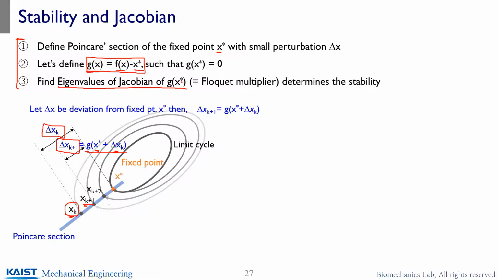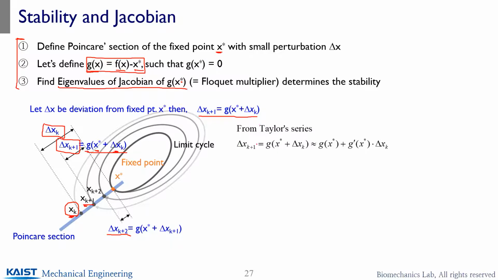Okay, so you can actually calculate the delta xk plus 2 is going to be g of x star plus delta xk plus 1, etc. Now, with this function definition, let's apply the Taylor series expansion. Delta xk plus 1 is going to be g of x star plus delta xk. That's going to be approximated as g of x star plus g prime, the first derivative at x star, multiplied by the deviation. Okay, since g of x star, the fixed point, is going to be 0 by definition here.